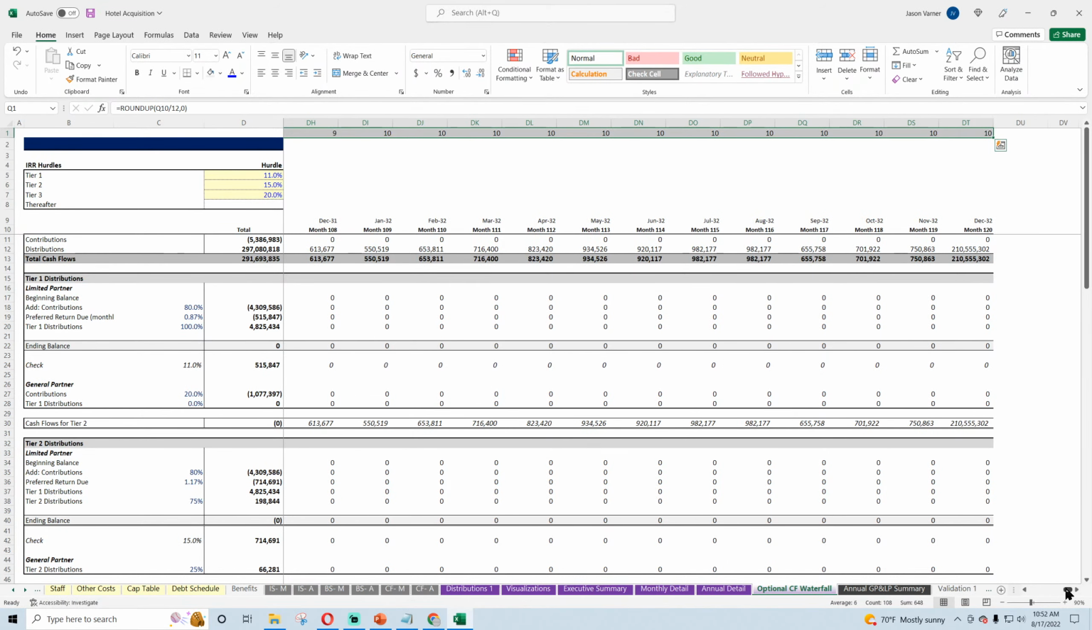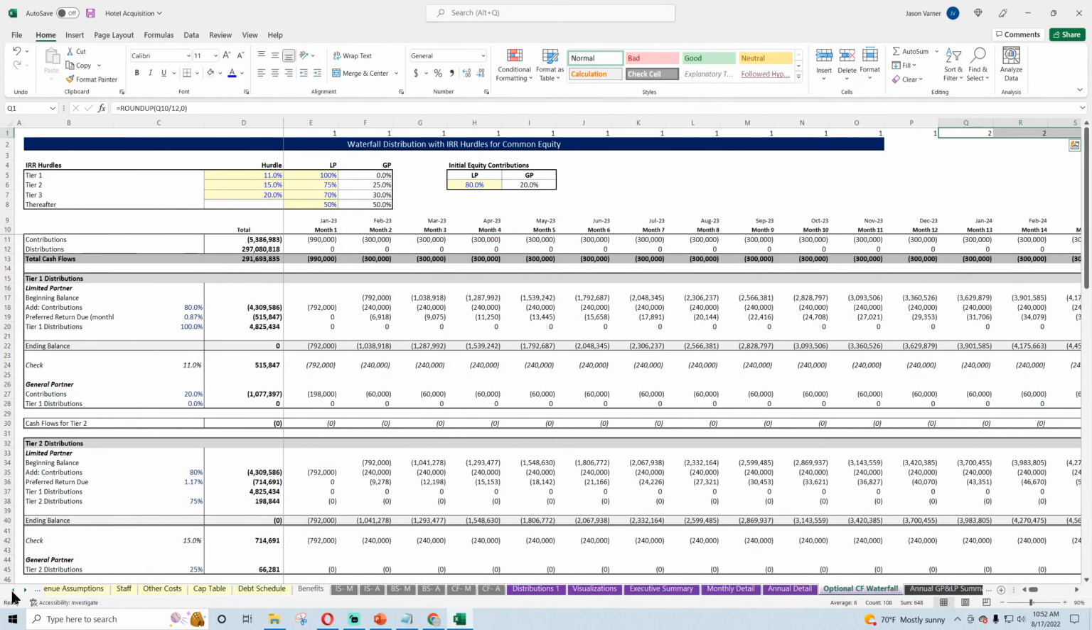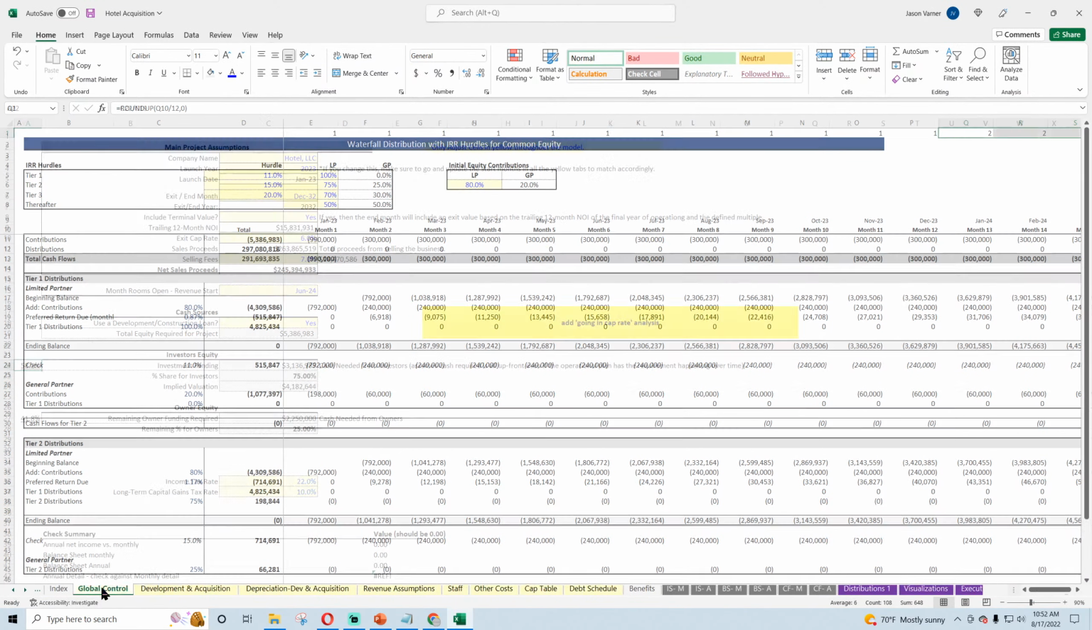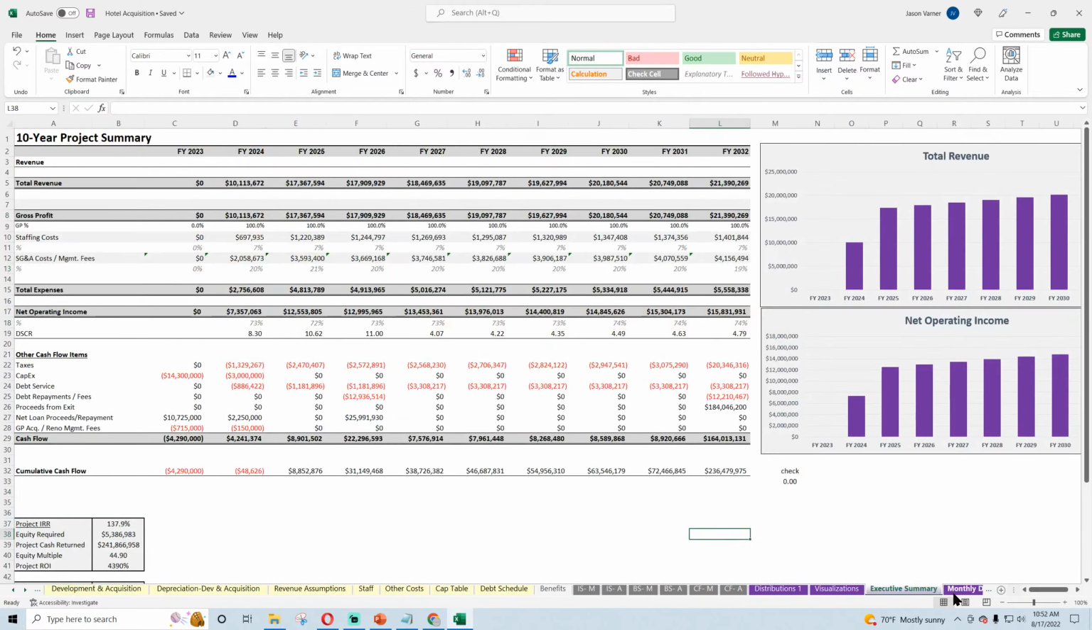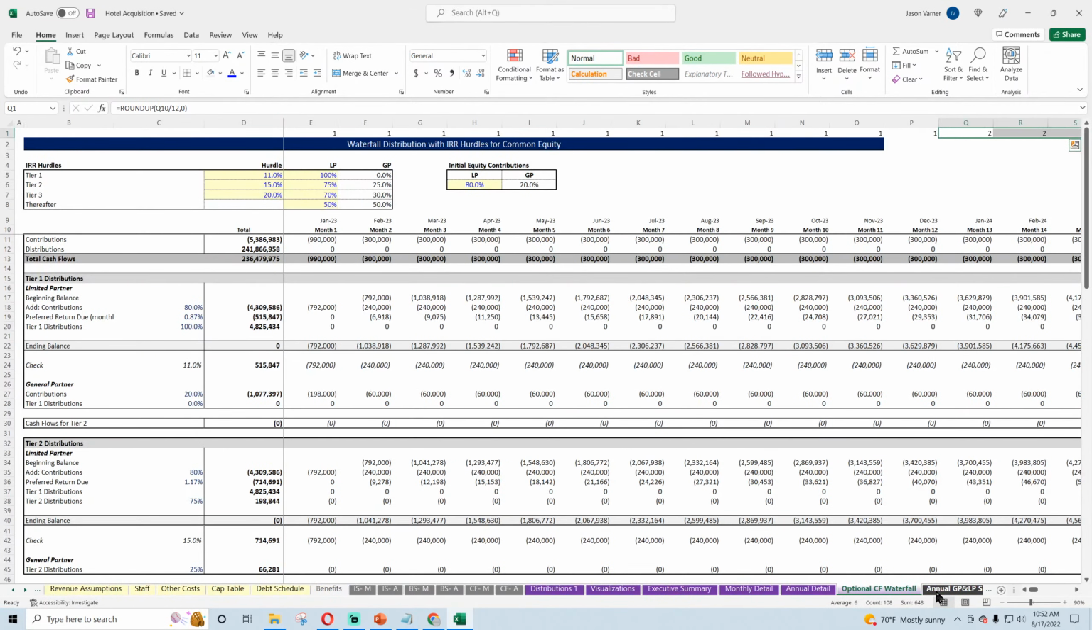Now on this 210 million, what do we have our exit cap rate at? Let's just see here real quick. 6%, let's say 8%. Selling fees at 7. Okay. All right. So we have years.